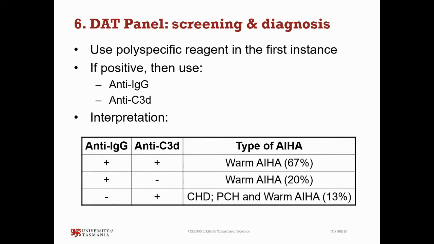So CHD is cold hemagglutinin disease, and PCH is paroxysmal cold hemoglobinuria. And you learned about both of these things in Hem2. So I suggest that you go back and have a look at that, the lecture in Hem2 when we talked about the immune basis of hemolytic anemias.